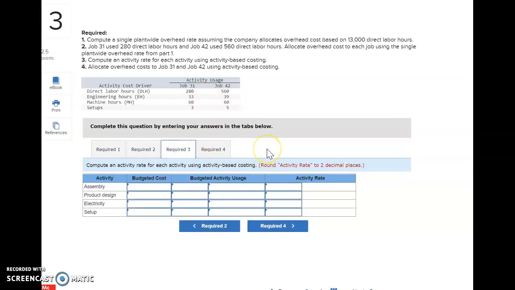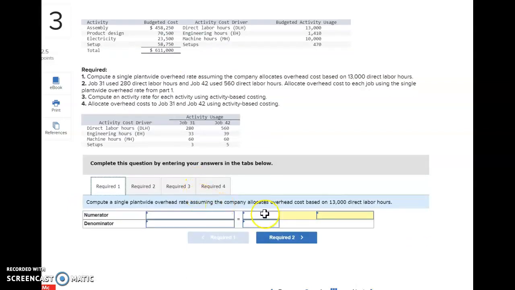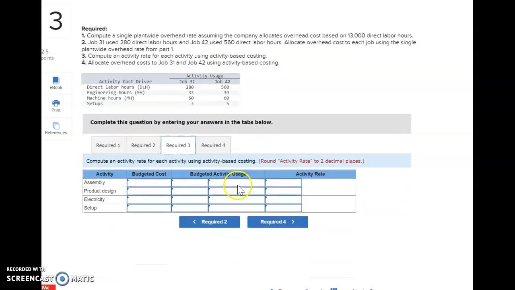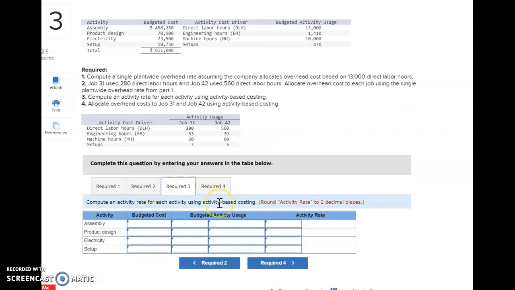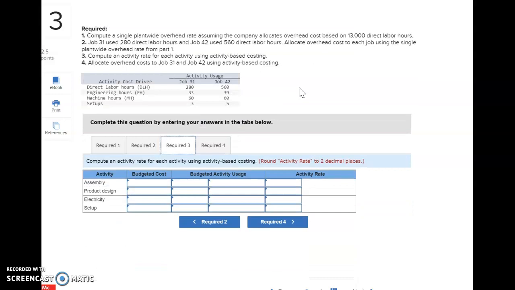Requirement 3, we're going to do ABC. So we need to calculate activity rates for each of the 4 activities. And so you have the budgeted cost. Oh, and here's the total cost that we would have needed in requirement 1, right? We would use the total. But then when we get to requirement 3, we're going to use the cost for each activity. And then we'll divide it by the activity base. And so for every activity, we're going to have a different activity base.